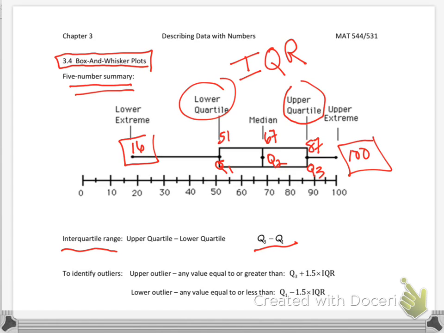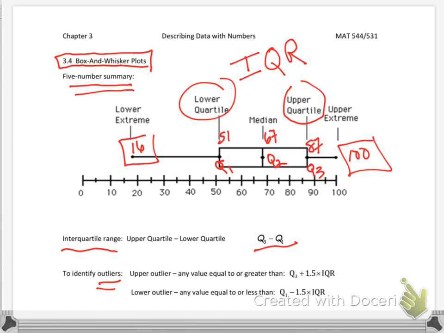Okay, those have numbers associated with them. Then you have your low and your high. If you want to figure out if you have an unusually low or an unusually high data point in this data, that is called an outlier.